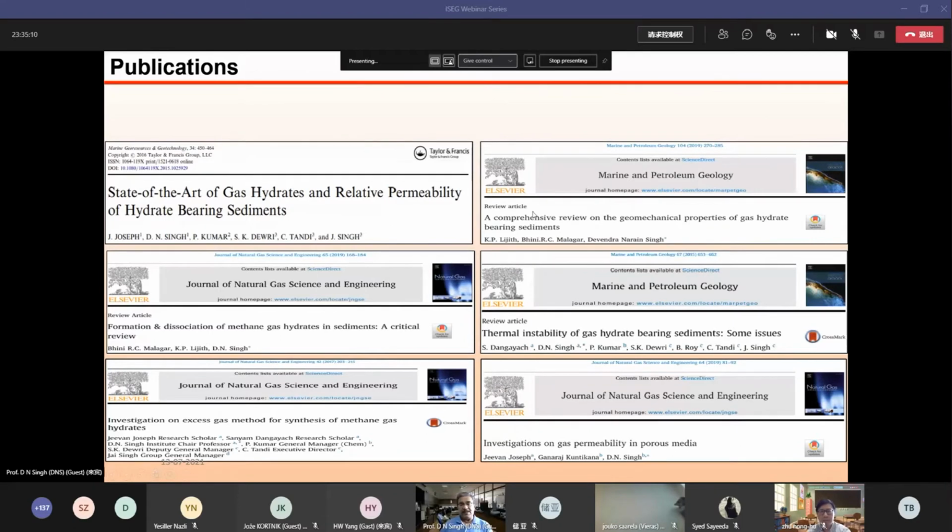Our idea was to create empirical relationships which can be utilized to obtain elastic modulus, Poisson's ratio, shear modulus, and bulk modulus just by inputting the type of sediments which you are dealing with, the type of gas which you have, and what is the hydrate saturation. We have also done some work related to thermal instability of gas hydrate bearing sediments and the issues related to this. And another paper which we have published recently is investigations on gas permeability in porous media.